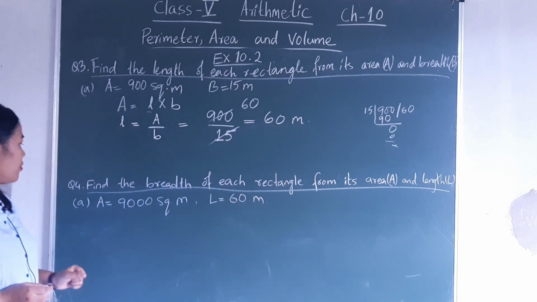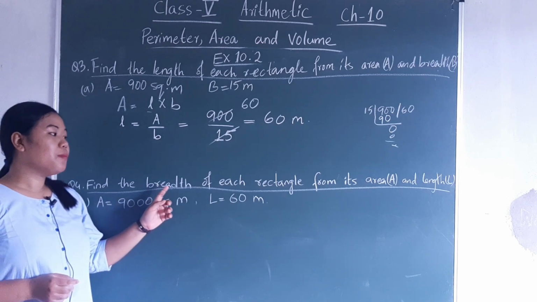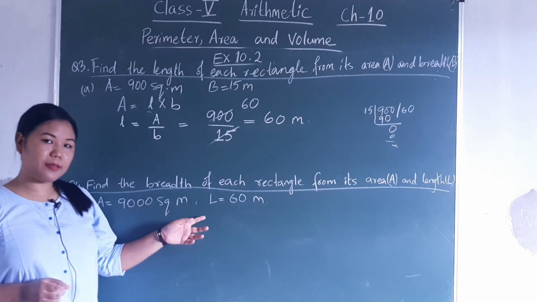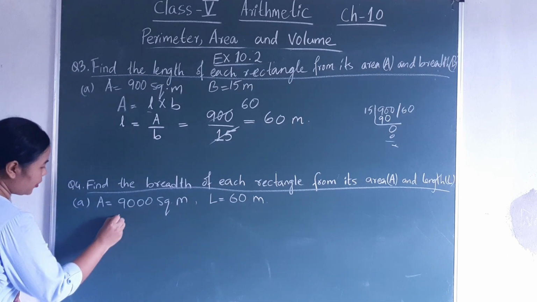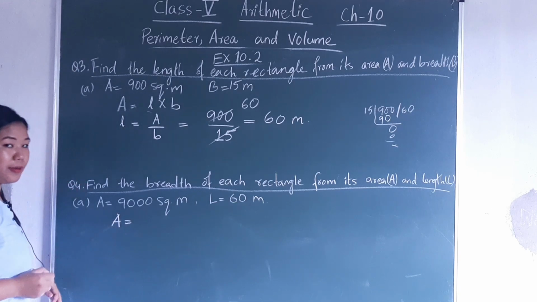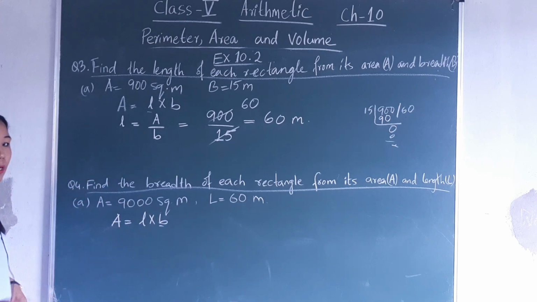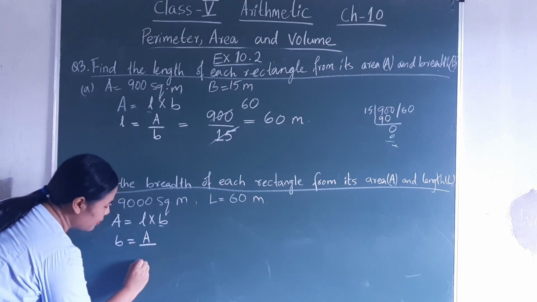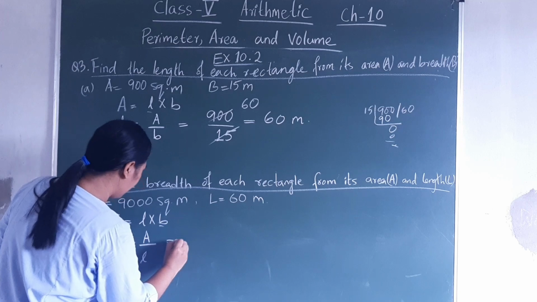Clear? Now next, in question number 4, we have to find the breadth of each rectangle from its area. Now area and length is given, you have to find the breadth. In the same way, we know that area is equal to length into breadth. Now we have to find what? Breadth. So breadth is equal to area by length.